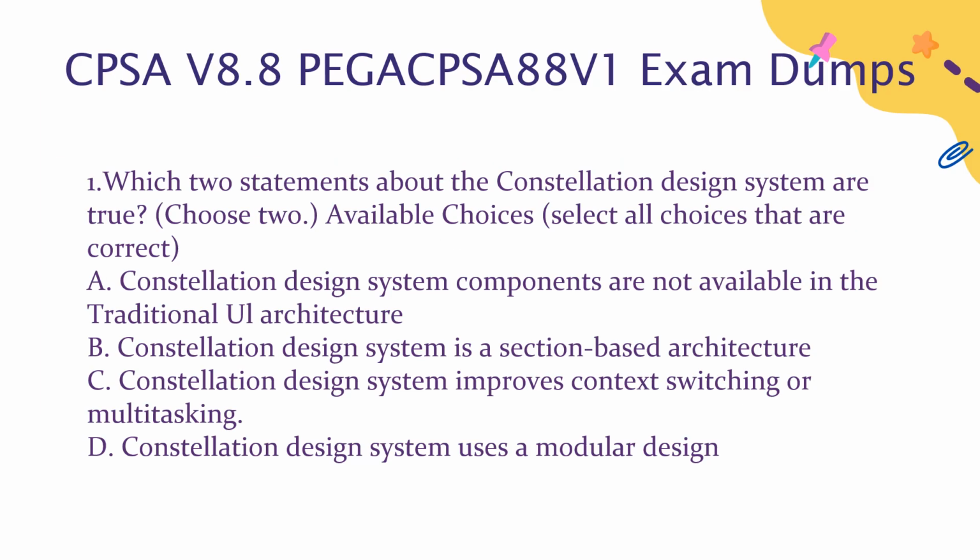1. Which two statements about the Constellation design system are true? Choose two. Available choices. Select all choices that are correct. A. Constellation design system components are not available in the traditional UI architecture. B. Constellation design system is a section-based architecture. C. Constellation design system improves context switching or multitasking. D. Constellation design system uses a modular design.